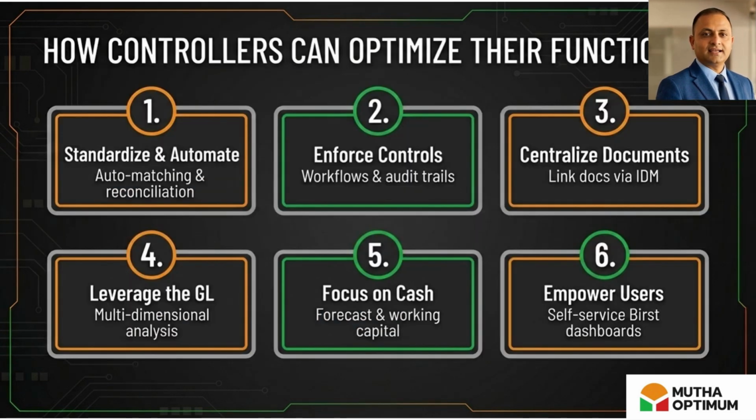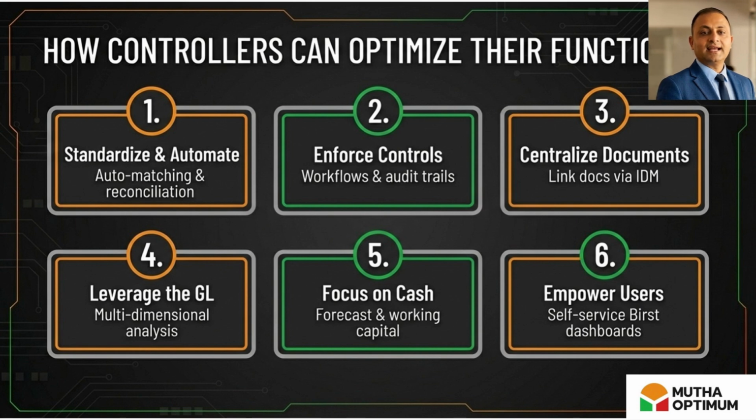To summarize, here's how you, as financial controllers, can drive optimization in your finance function with Infor LN. 1. Standardize and automate processes. Implement PO invoice payment matching, auto reconciliation, and automatic entries. 2. Enforce controls with workflows. Define approval rules, escalation paths, and audit trails.